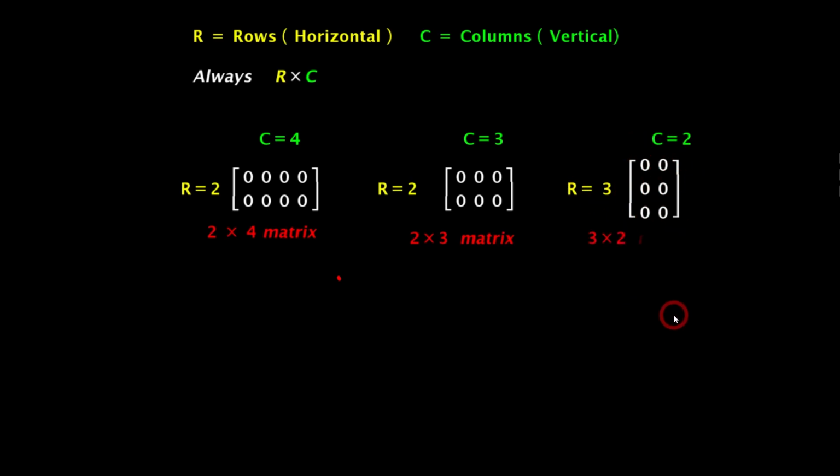It's a 3 by 2 matrix. So now we know how the row comes. 1, 2, 3, that's the row. 1, 2, 2 vertical, that's the column. Now, next example.